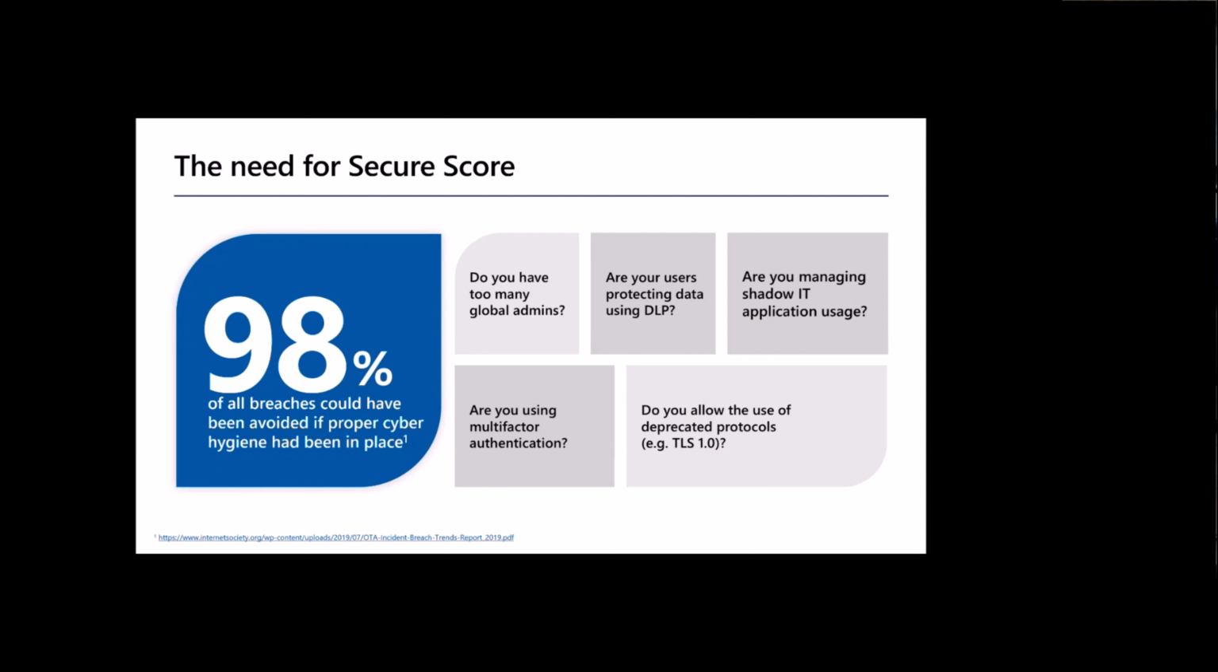And do I only have the rights that I need to do my job at the right time? Are your users protecting data using data loss prevention? Do we want to make sure social security numbers and credit card information isn't going across the wire unprotected? Are you managing shadow IT and application usage? Do you know what kind of applications your students are using? Are they using VPNs? Are they using other web browsers that bypass your content filters? Things like that you need to be aware of.